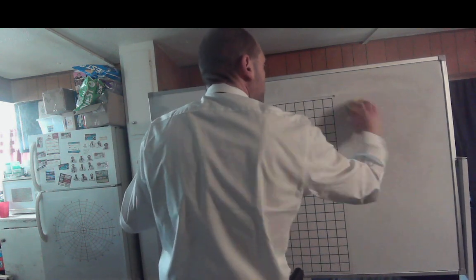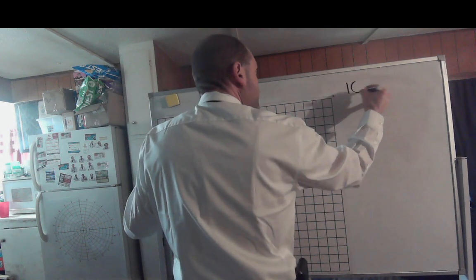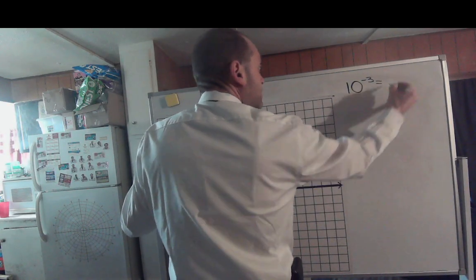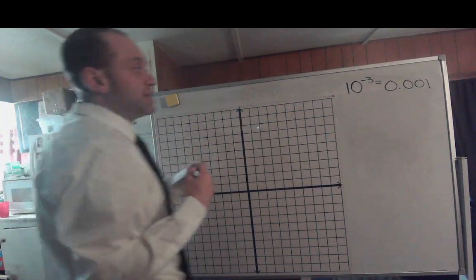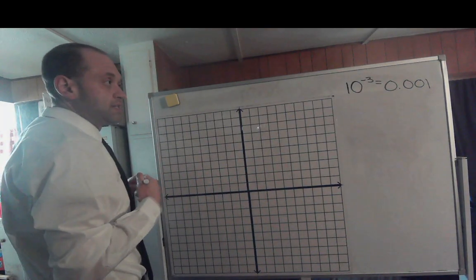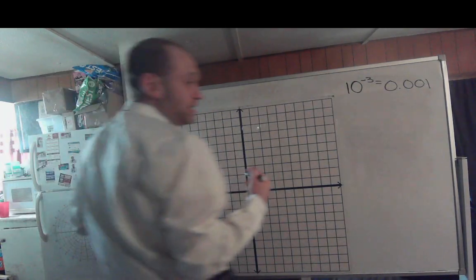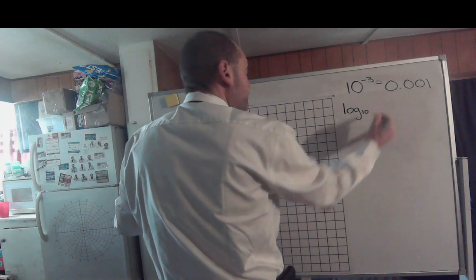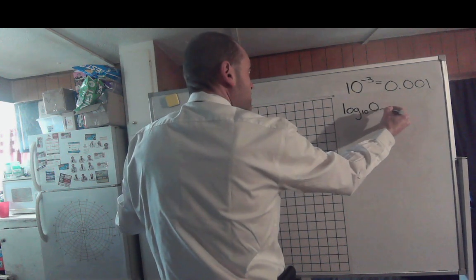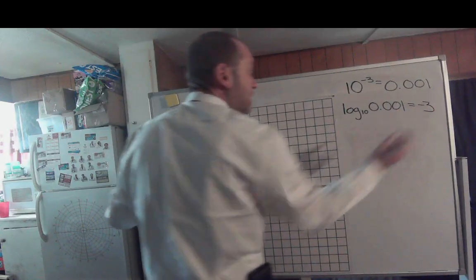One more for regular logs, then we'll do some natural logs. Let's say I had 10 to the -3rd equals 0.001. Well, how do I convert that to logarithmic notation? My base is 10, so this would be log base 10 of 0.001 equals my exponent of -3.